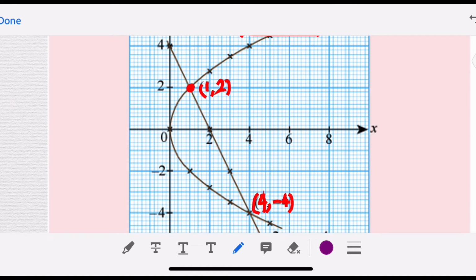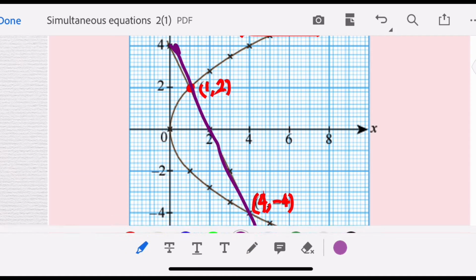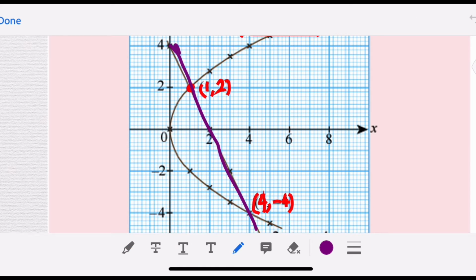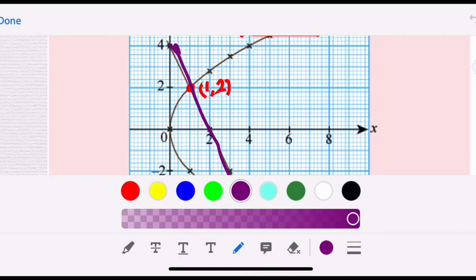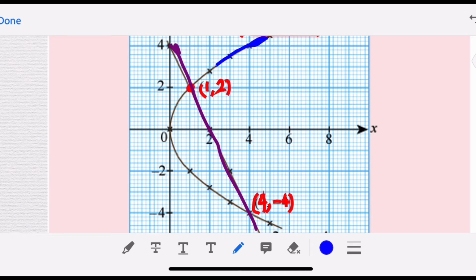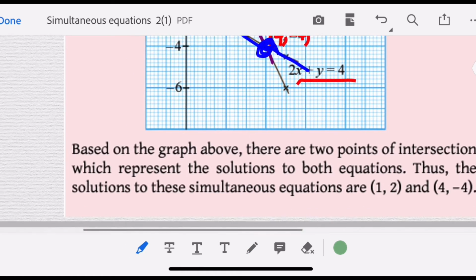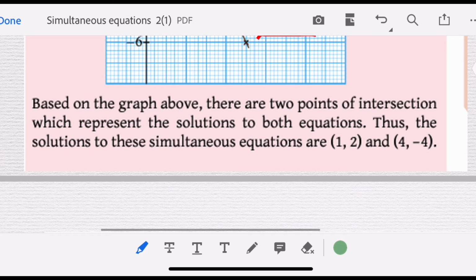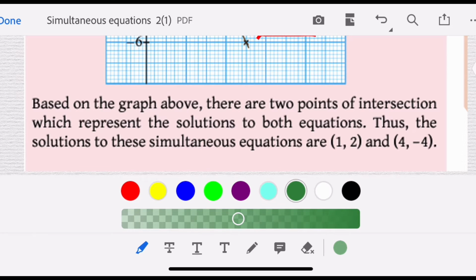So the straight line is this one. This is a straight line. And we have the curve, right? The curve is this one. Let me sketch the curve. So the curve, I use a blue one. So these two lines are actually intersecting at 2 points. So that is the concept of simultaneous equations.